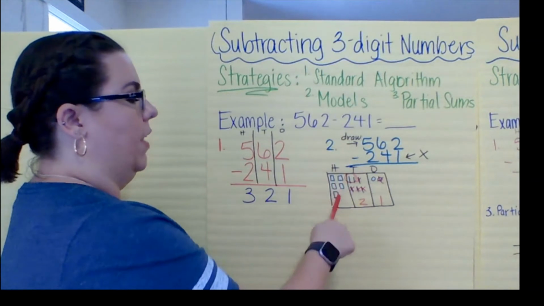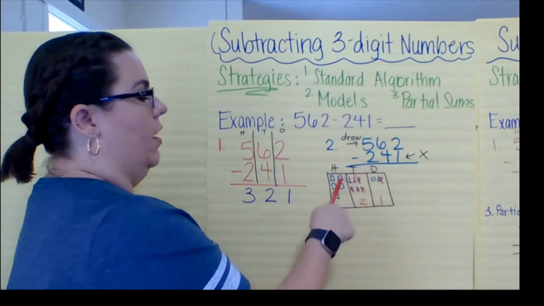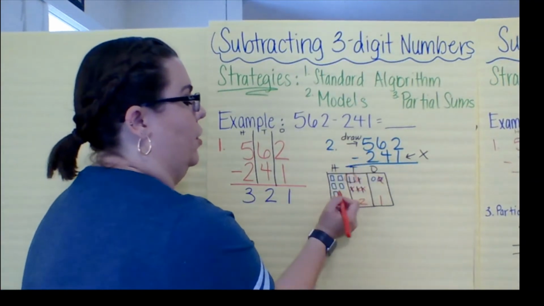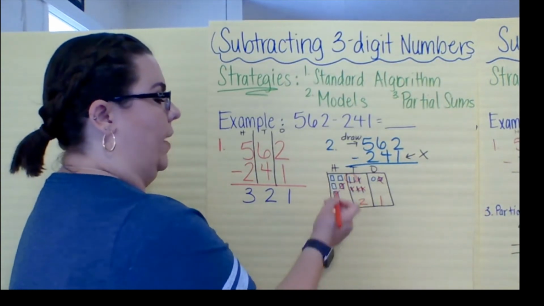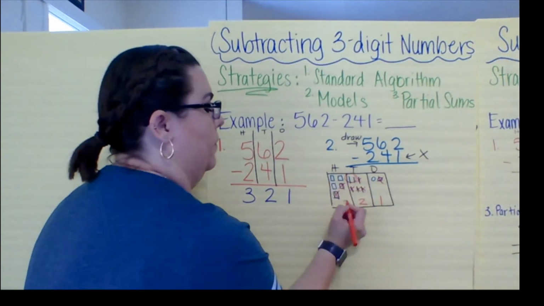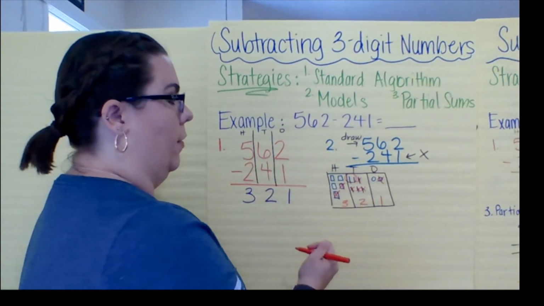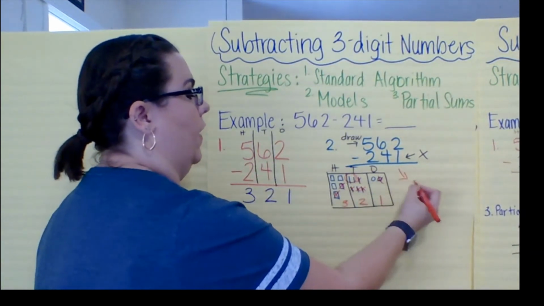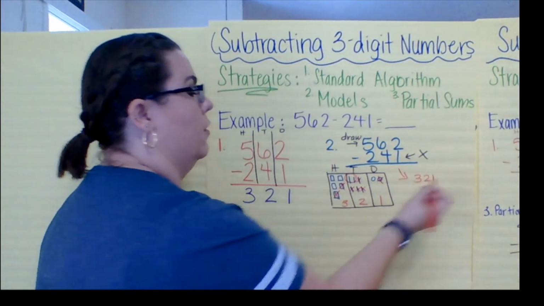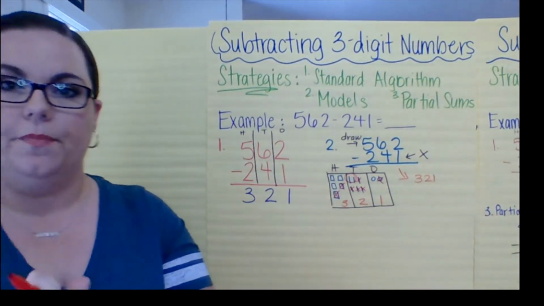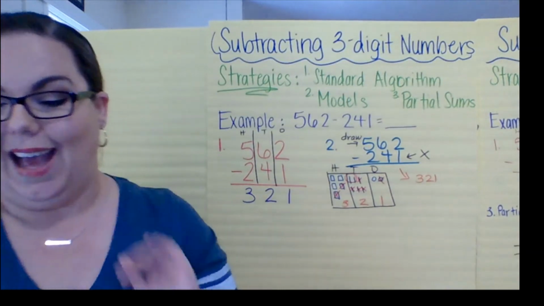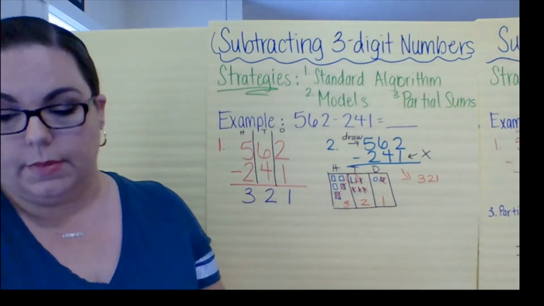Okay? Same thing in the hundreds. Going over here, I have 5. I need to X out 2. 1, 2. How many are left? 1, 2, 3. Of course, it's the same answer because we already did the same problem. Okay? So we'll just write here that it equals 321. There we go. All right, on to the last strategy, and this is partial sums.